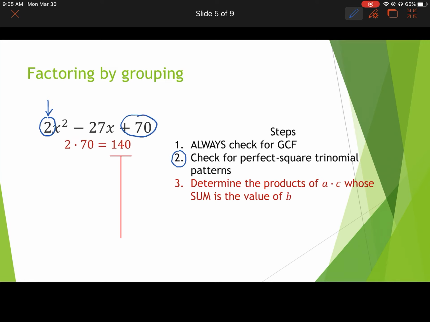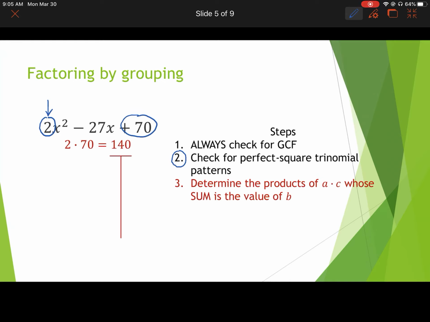Okay, so if we start listing out all of our different ways to make 140, we're looking for that combination of numbers. Again, we're trying to find those two terms that we added in order to get negative 27. So we make our little factor tree and figure out what makes 140 when we multiply, positive 140, but when we add them, we get negative 27.